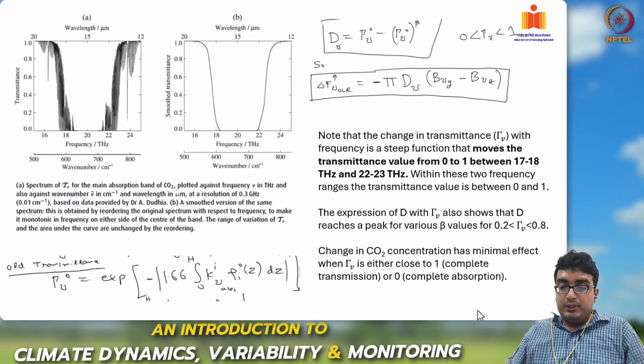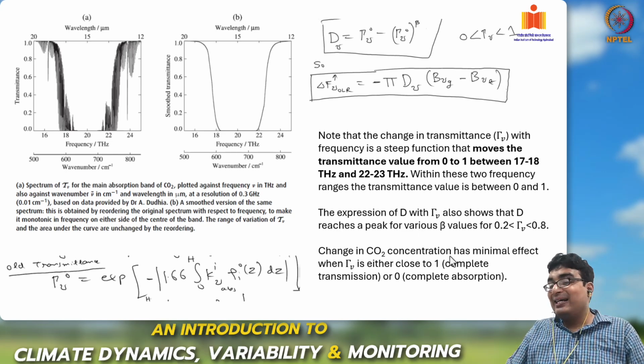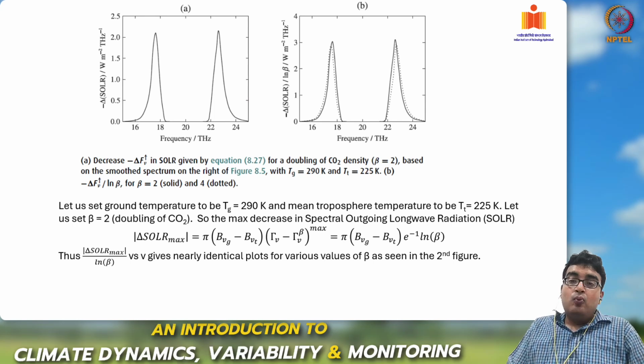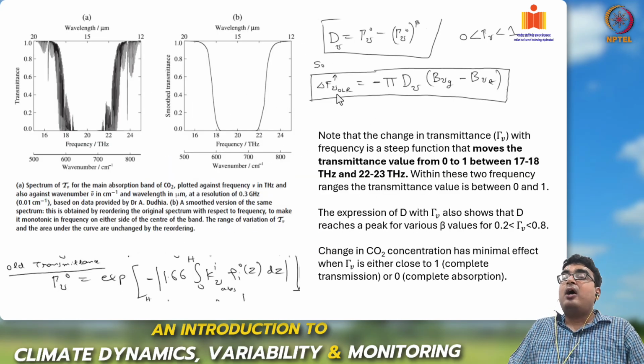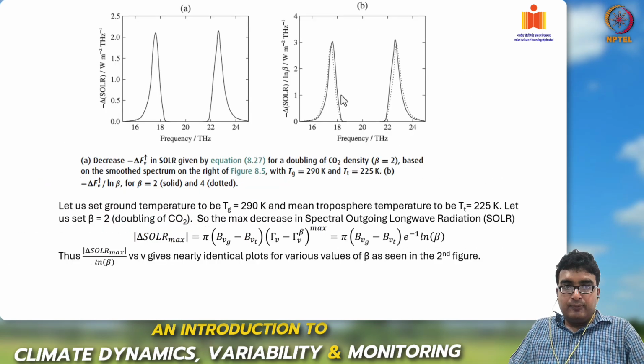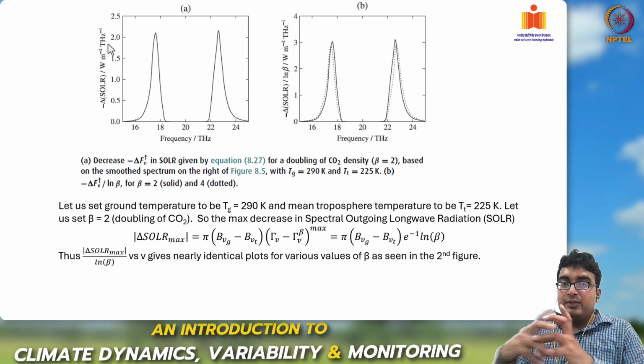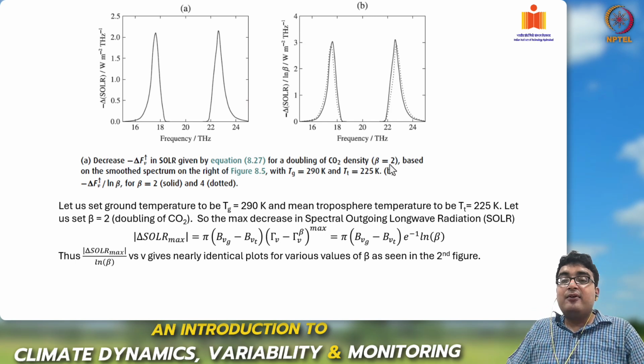So, what do we get out of this? We see then that the change in CO2 concentration has minimal effect when transmittance is either close to 1 or 0, complete absorption. Alright. So, based on this we can evaluate this delta F outgoing long wave radiation value in terms of watt per meter square per terahertz, so per unit frequency. The change in the spectral outgoing long wave radiation has been plotted for CO2 for a density of beta equals to 2.